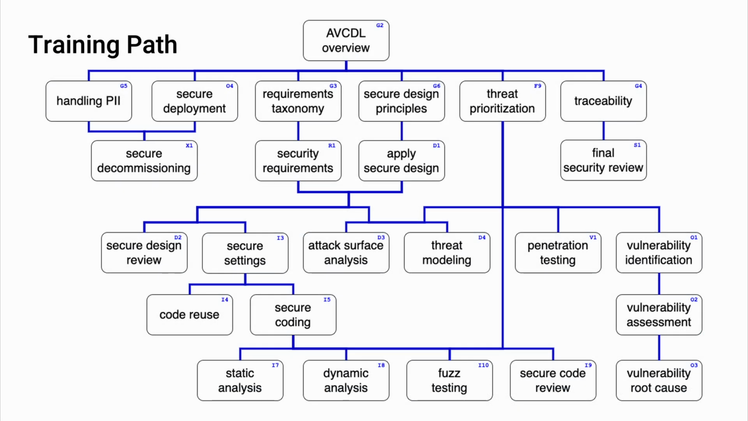This diagram shows the overall AVCDL training path. If you're taking this training, it's assumed that you've already completed the AVCDL overview training, and additionally, that you've completed the Requirements Taxonomy, Security Requirements, Secure Design Principles, Apply Secure Design, and Secure Settings Overview. This training will cover the Secure Settings Options Identification activity.